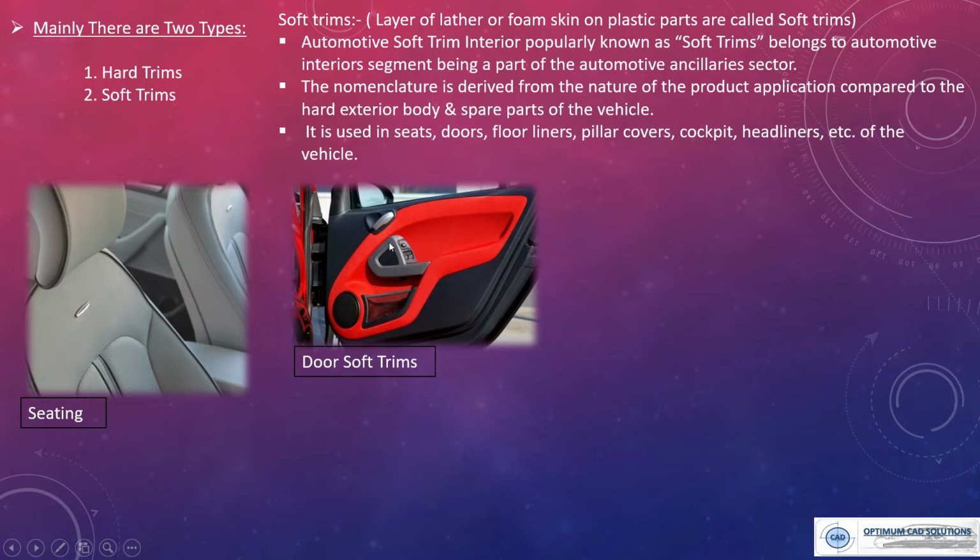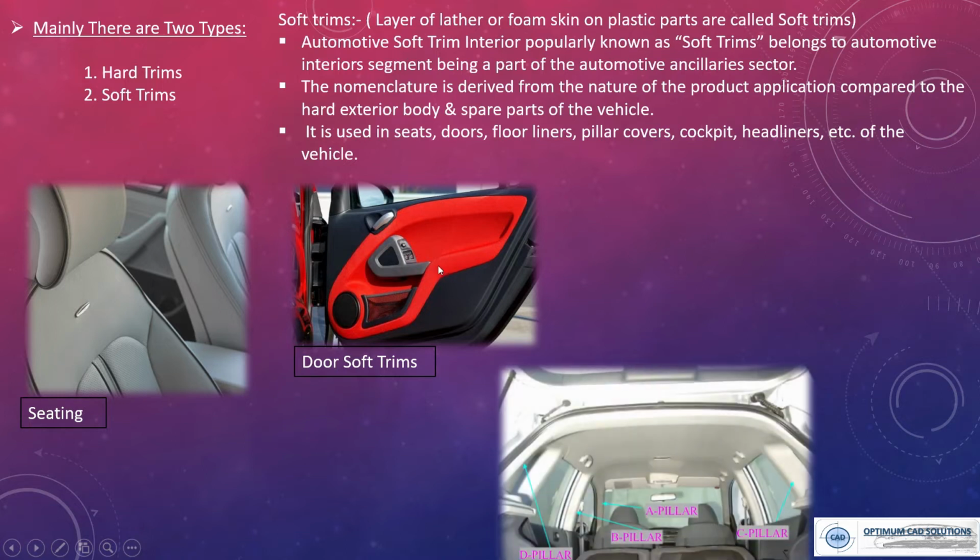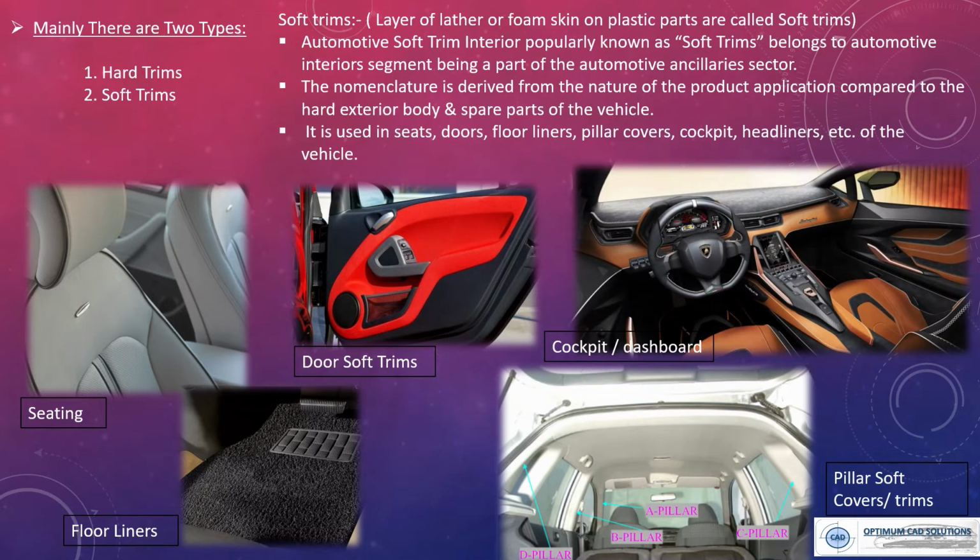So to put the handrest and some luxurious feel, the soft trims or a soft skin is applied on a door. Different types of pillar covers like B, C and D pillars are designed by the soft trims. And in some luxurious vehicles, you can see soft skin on a dashboard. Next one, that is the hard trim.